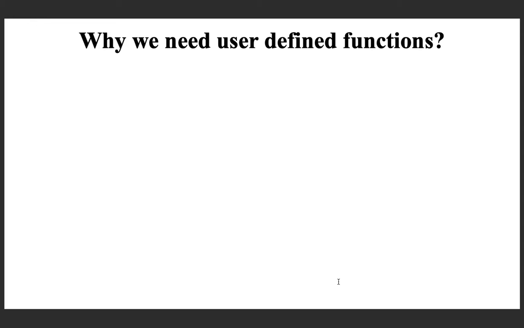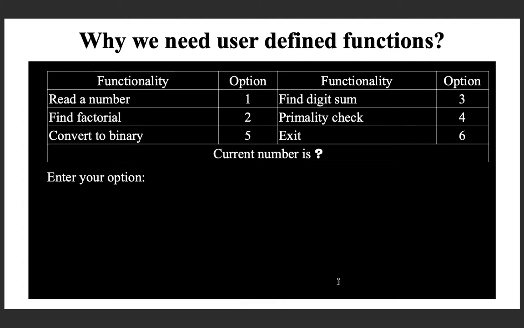Program, and I'm going to show you the screen in your computer that you're going to see when a program is executed. Suppose this is the screen that you are seeing when you execute a program. So what is it? It says these are the functionalities. So you can read a number, and if you have a number, you can find the factorial of that number. You can convert that into binary. You can find the digit sum of that number. You can check whether that number is prime or not. You can repeatedly do this, or you can exit from the execution.